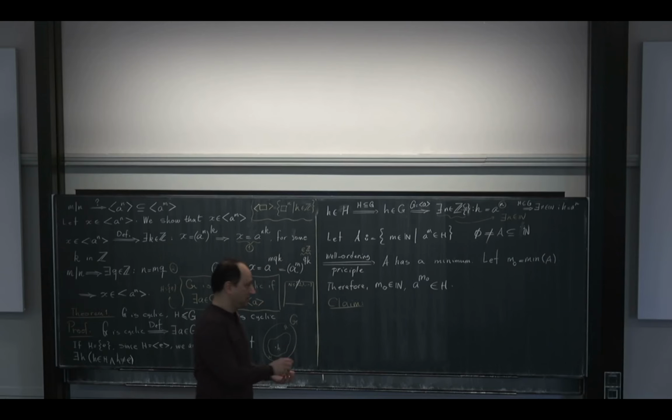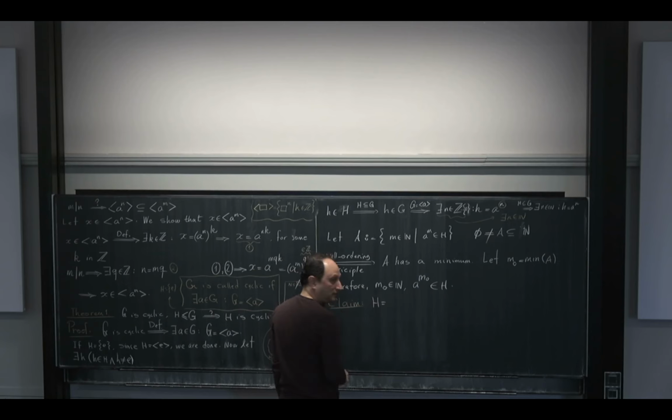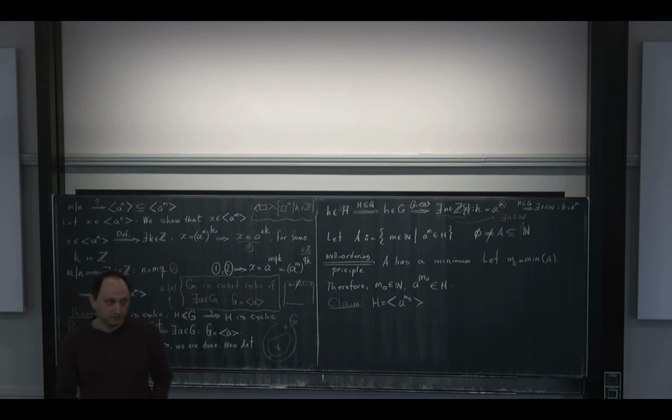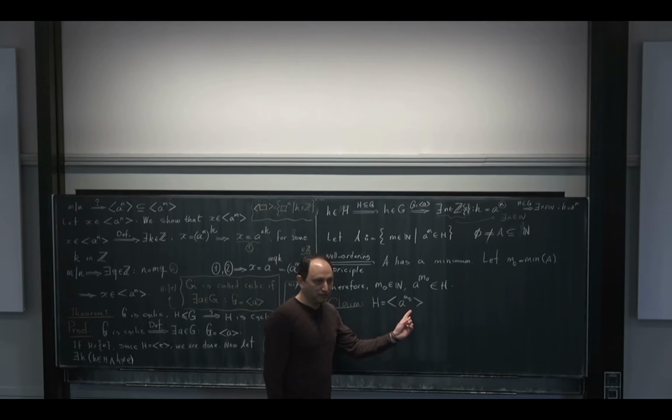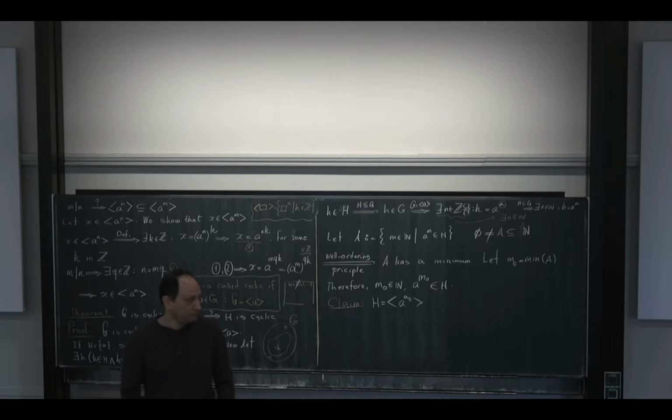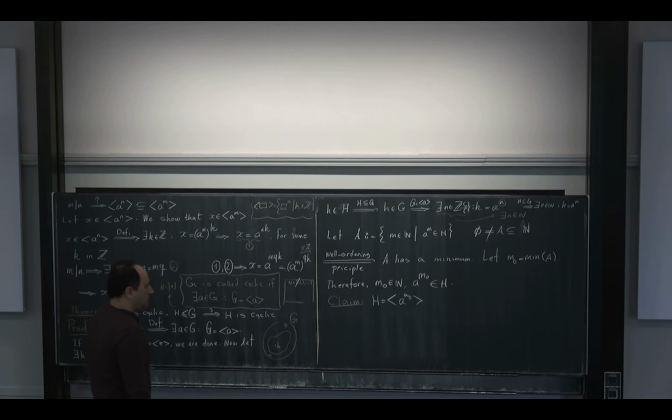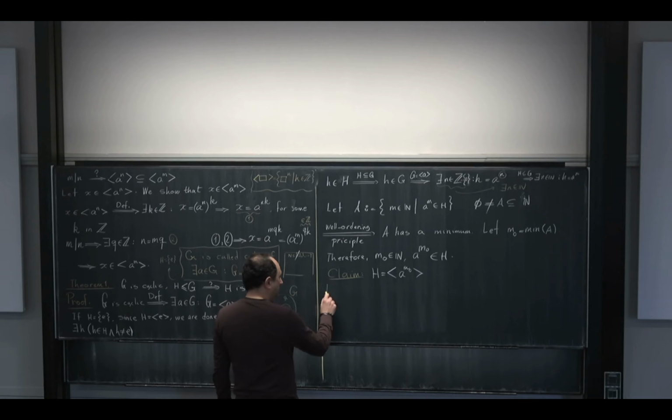H is equal to a to the power M0. Correct. That's what we want to show. Because do you agree that if I can prove this claim, I am done? Do you see that H becomes cyclic? So now prove the claim. Proof of the claim.